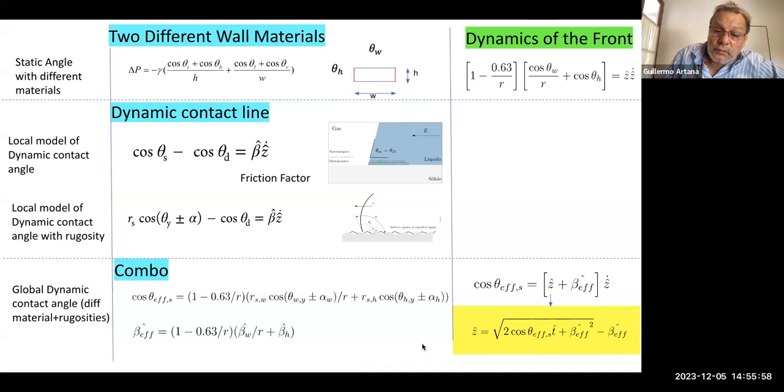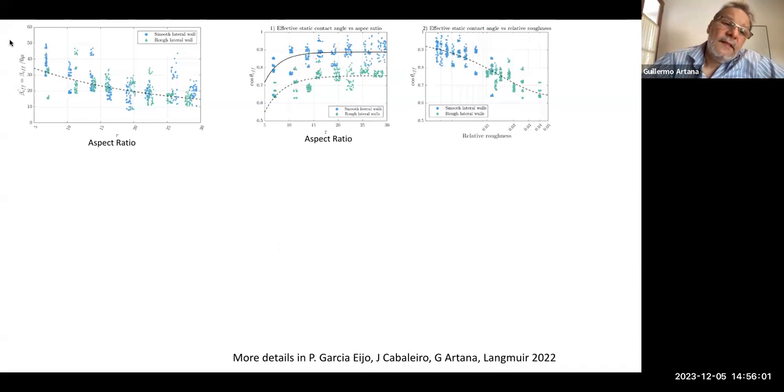So here you have the friction factor against the aspect ratio. This means the ratio between the lateral sides of the channels. Here you have the contact angle against aspect ratio, and here you have the contact angle against the relative roughness of the wall. You have considered smooth lateral walls and rough lateral walls. These are experimental values. Here you see that the roughness of the wall doesn't change the friction factor too much.